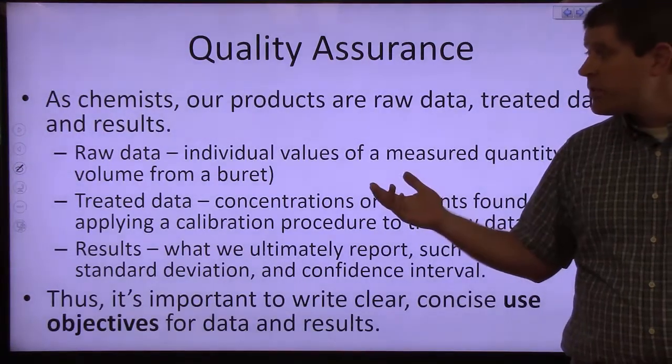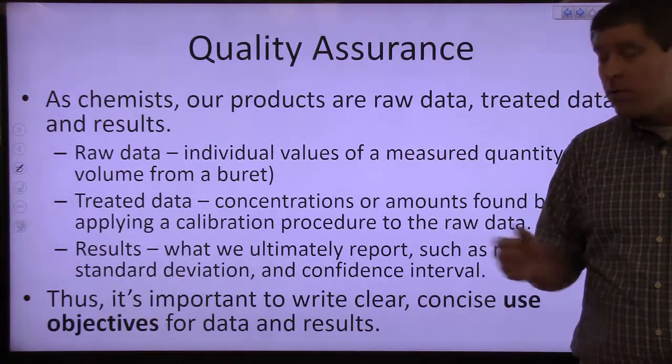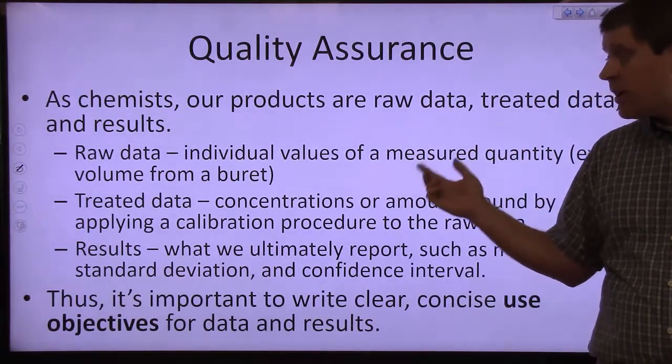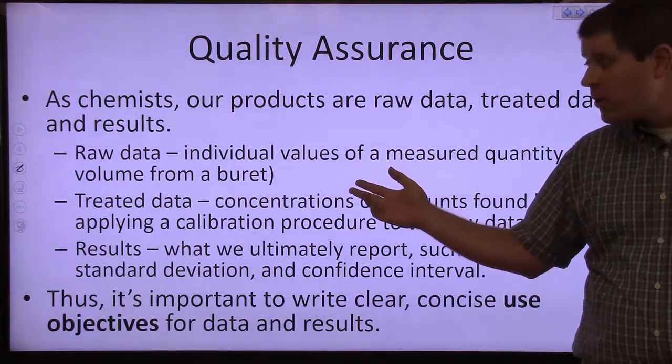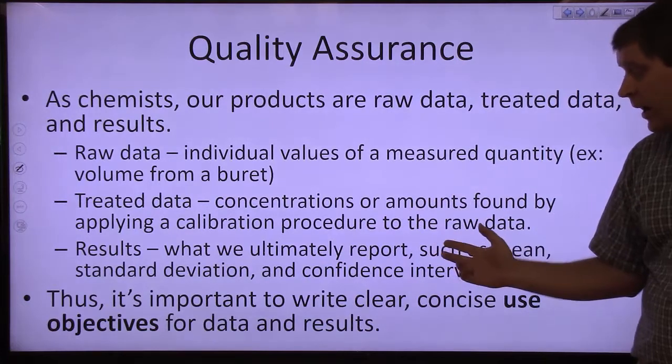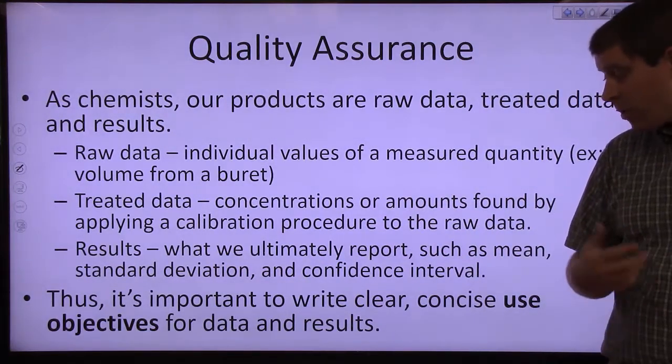Now, as chemists, our products are raw data, treated data, and results. For the raw data, these are things like individual values of a measured quantity. For example, the volume from a burette. There's treated data, and these are things like concentrations or amounts found by applying a calibration procedure to the raw data.